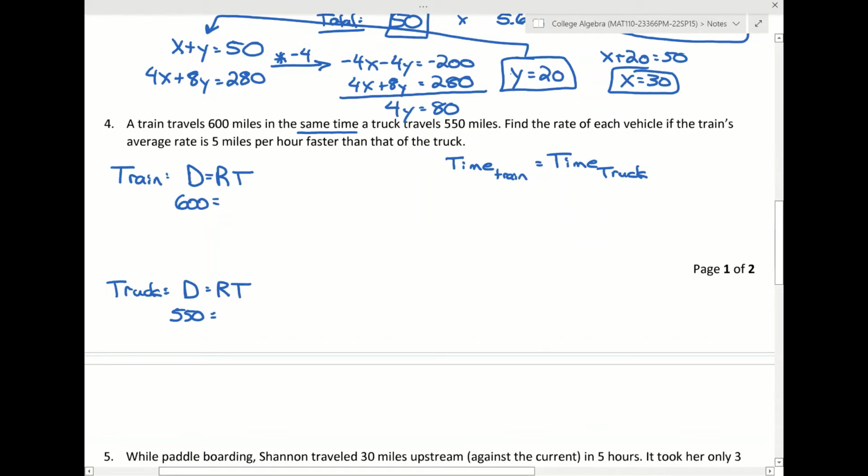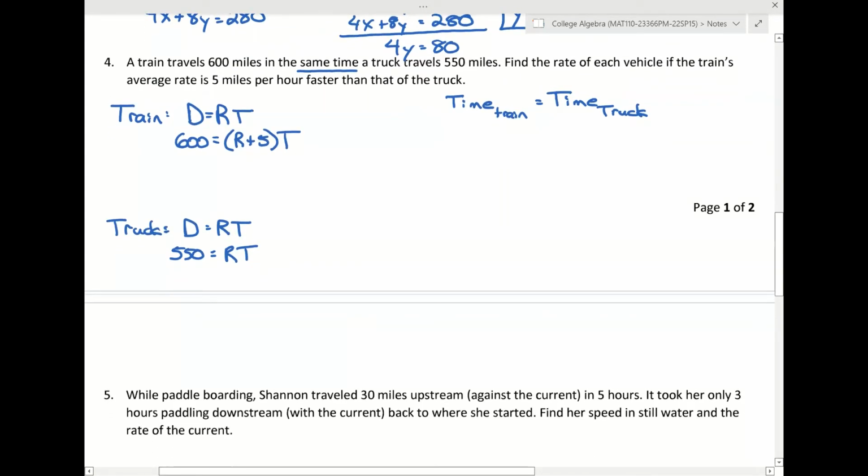Find the rate of each vehicle if the train's average rate is 5 miles per hour faster than that of the truck. So whatever speed of the truck, we'll just call it R. How can we say the speed of the train if it's 5 miles an hour faster than the truck speed? The truck was R. What would be 5 miles an hour more than R? R plus 5, right? Okay, good. So far we're doing a good job.